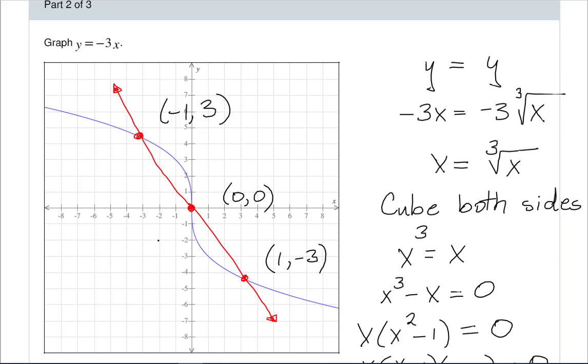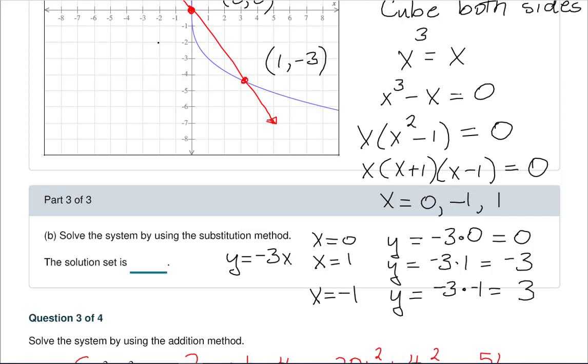Move this x to the left. And so now you could factor this common x out. X squared minus 1 is x plus 1, x minus 1. And so I get three answers for x: 0, minus 1, and 1, which makes sense because we were seeing three places of intersection. Well, how do we figure out the y? Well, take each of the x's, plug it in, and calculate the corresponding y.